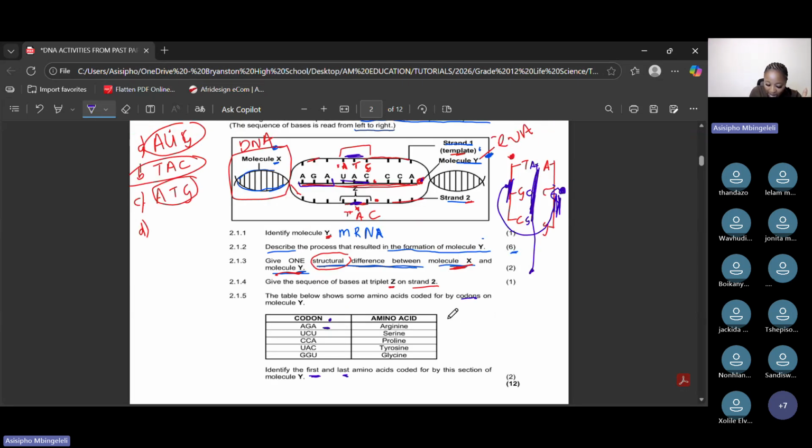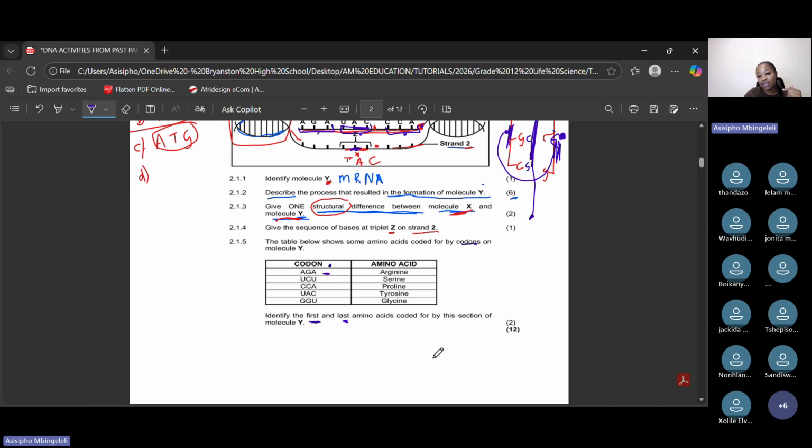The first amino acid will be determined by AGA. Remember, we are reading the codons from left to right. So this would be the first codon, UAC would be the second codon, CCA would be the last codon. In the question, they are specifically asking for the first and the last. So you indicate in your answer, this is very important, you write the word first, and then you give us the amino acid, arginine.